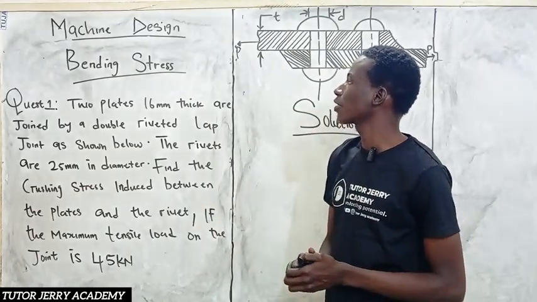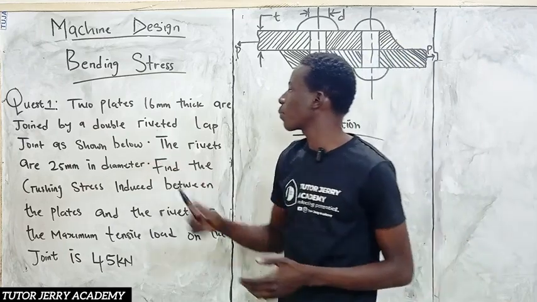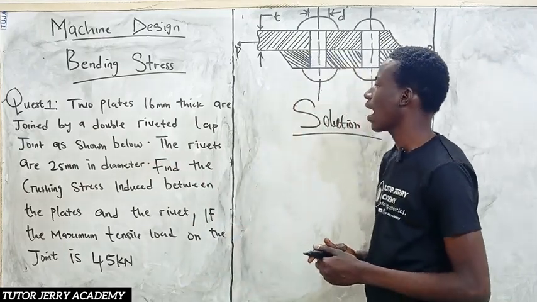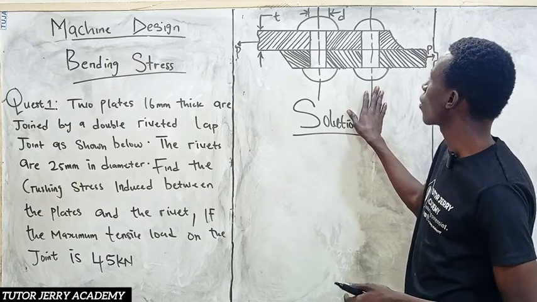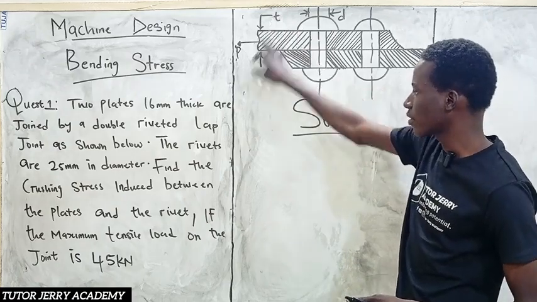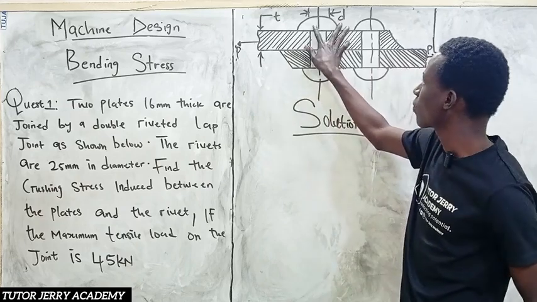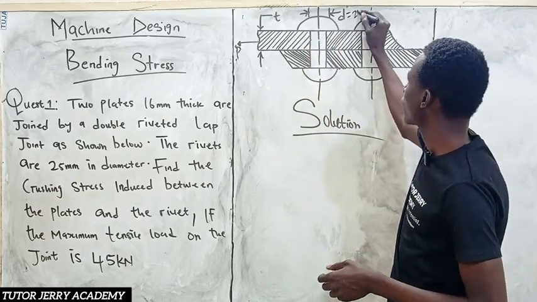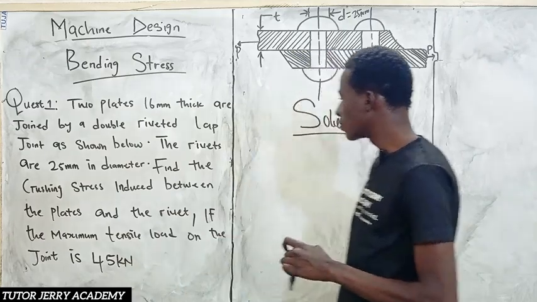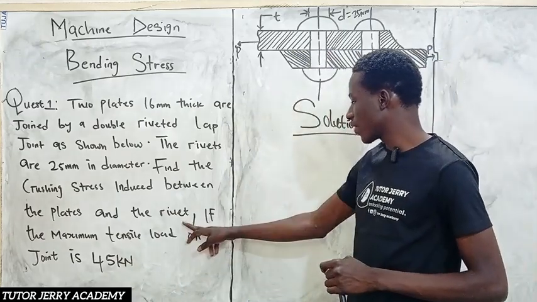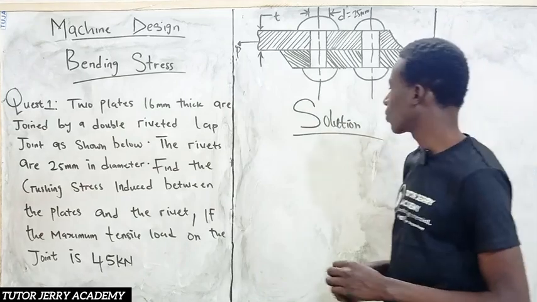Of course, today we'll be looking at bending stresses. So the first question on bending stress states that two plates 16 mm thick are joined by a double riveted lap joint as shown below. Of course, the thickness of the plate is 16 mm. The rivets are 25 mm in diameter. Of course, you can see our diameter here is equal to 25 mm. Now we have to find the crushing stress induced between the plates and the rivets if the maximum tensile load on the joint is 45 kN.